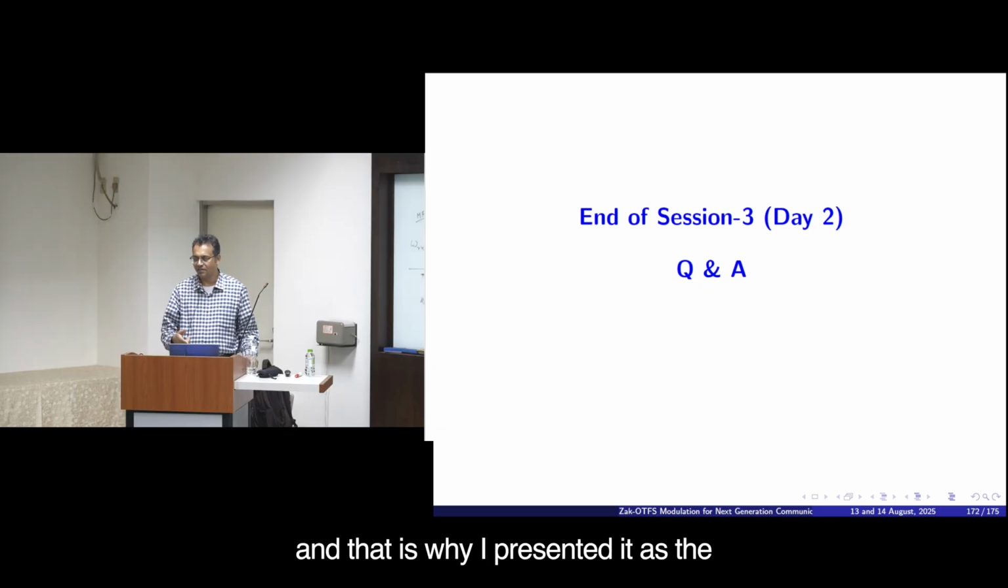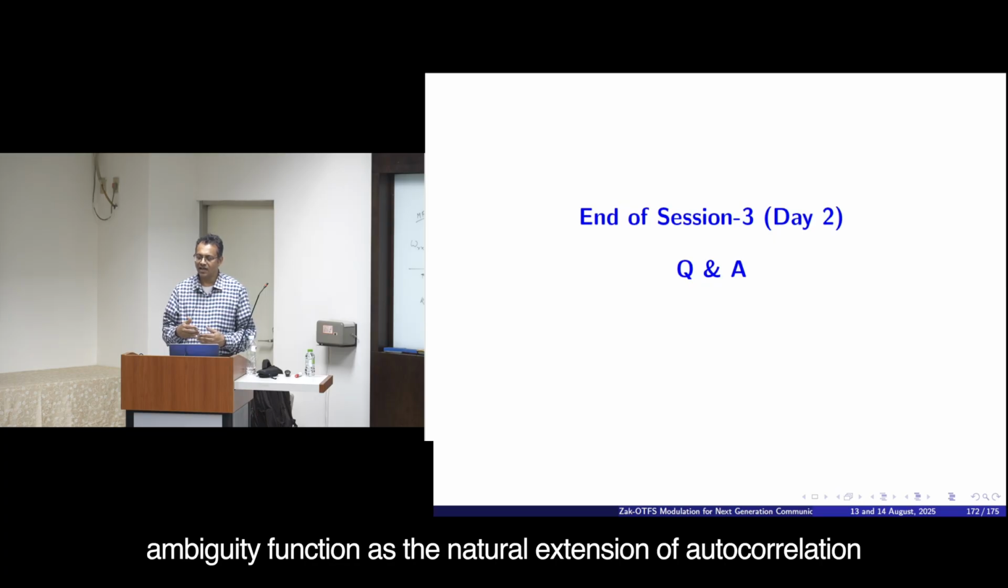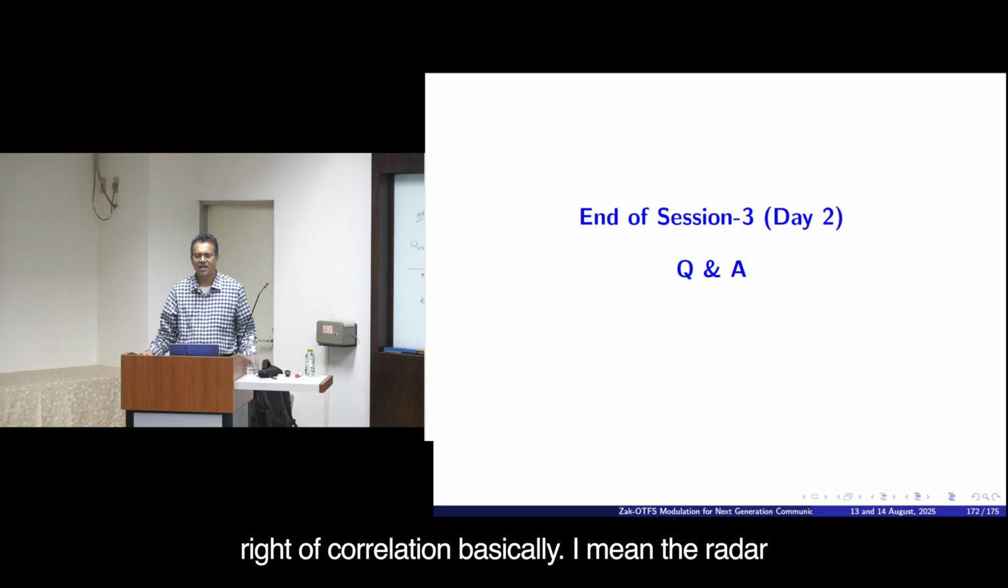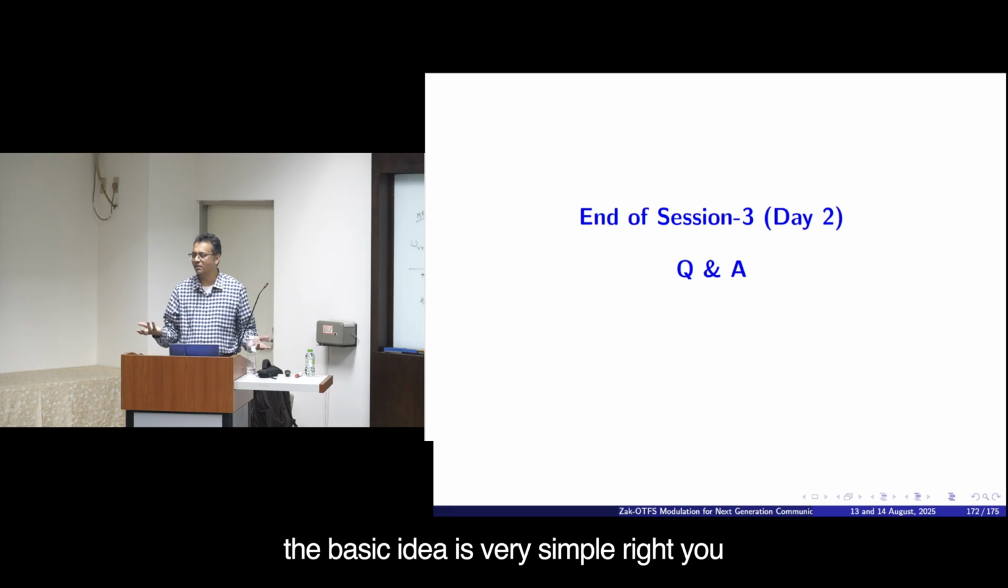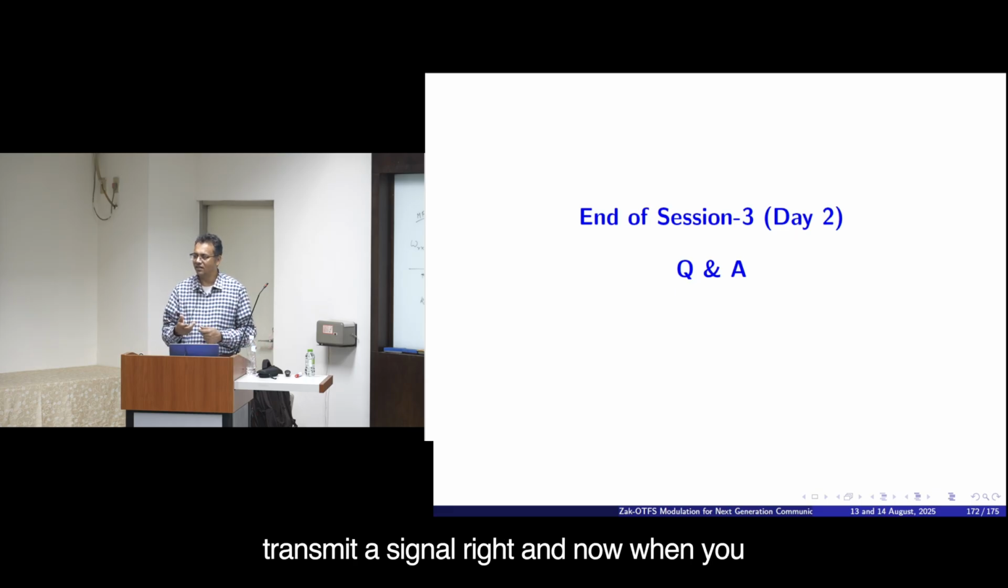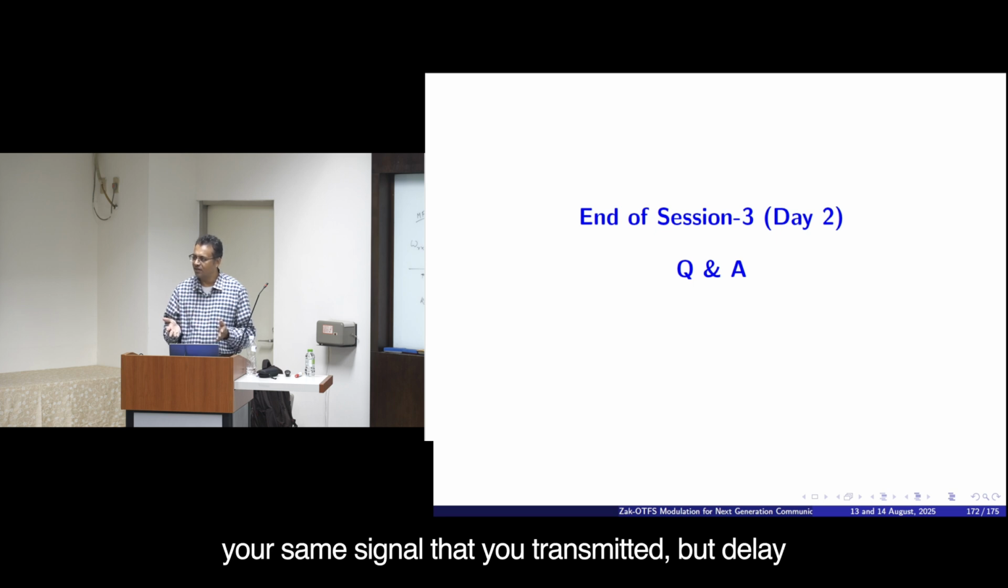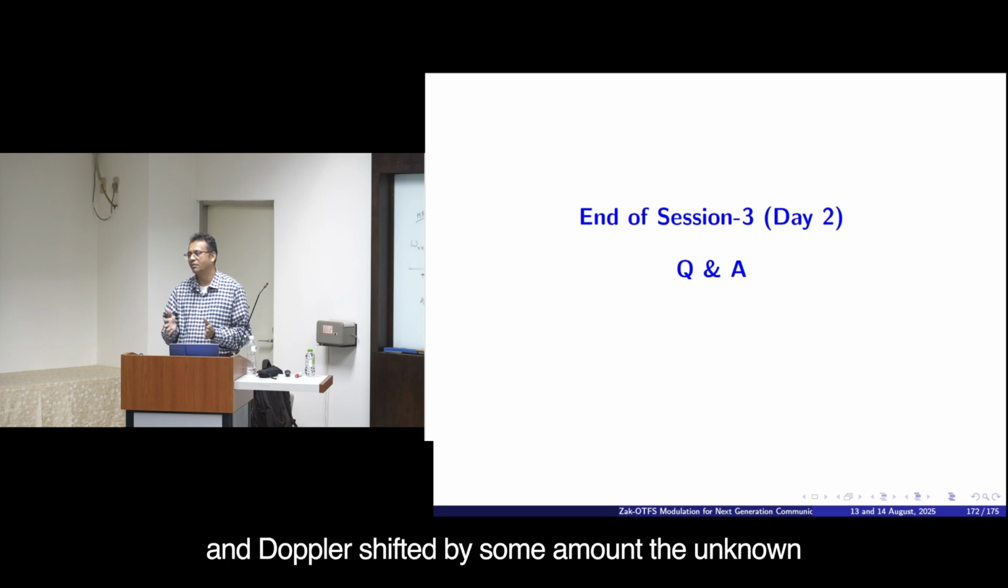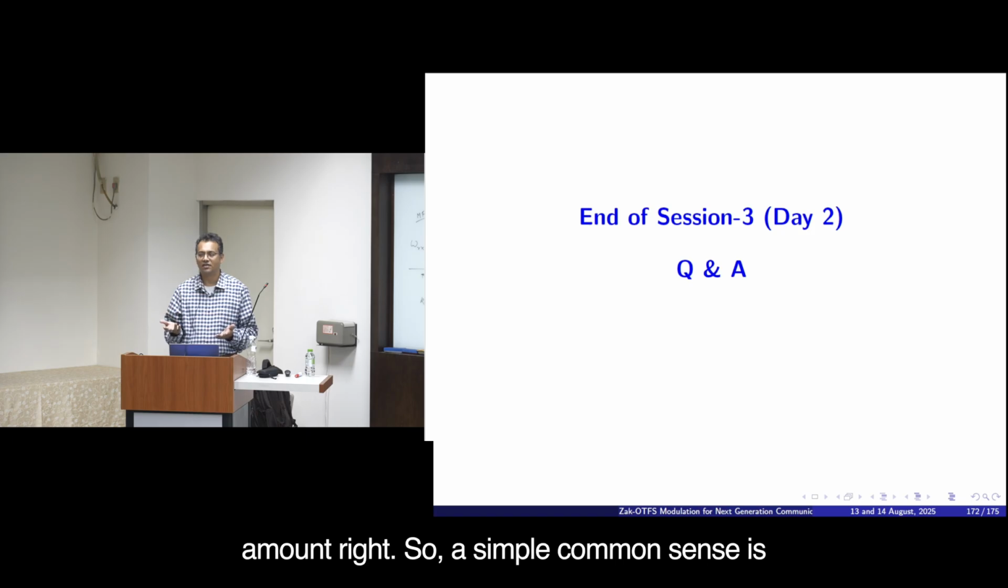And that's why I presented the ambiguity function as the natural extension of autocorrelation, of correlation basically. The radar basic idea is very simple. You transmit a signal, and when you receive your reflection, that reflection has to be your same signal that you transmitted, but delayed and Doppler shifted by some unknown amount.